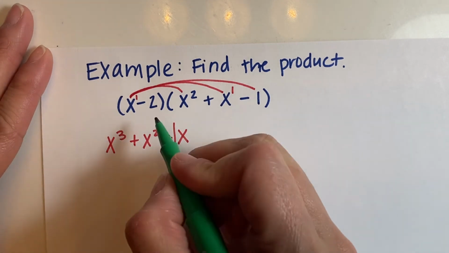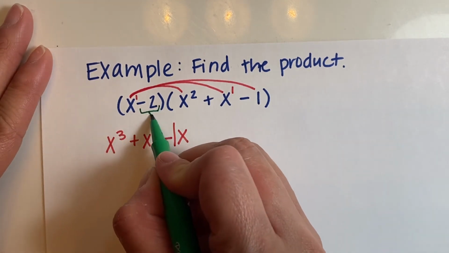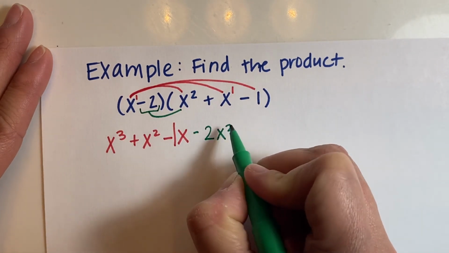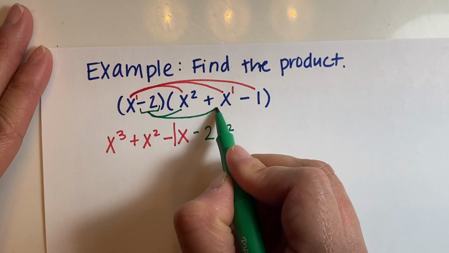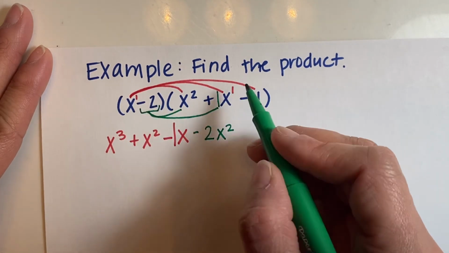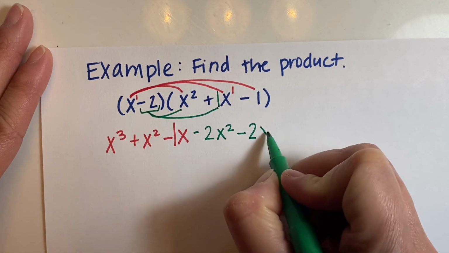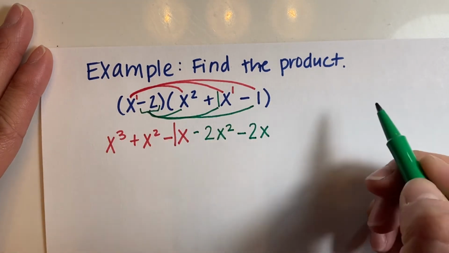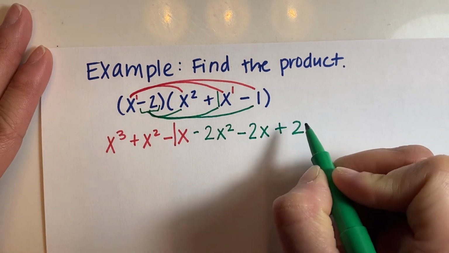Last, you're going to multiply the second term. -2 with x squared, -2 x squared. -2 with positive x. There's a 1 in here, so -2 times positive 1, -2x. And -2 times a negative 1 is going to be a plus 2.